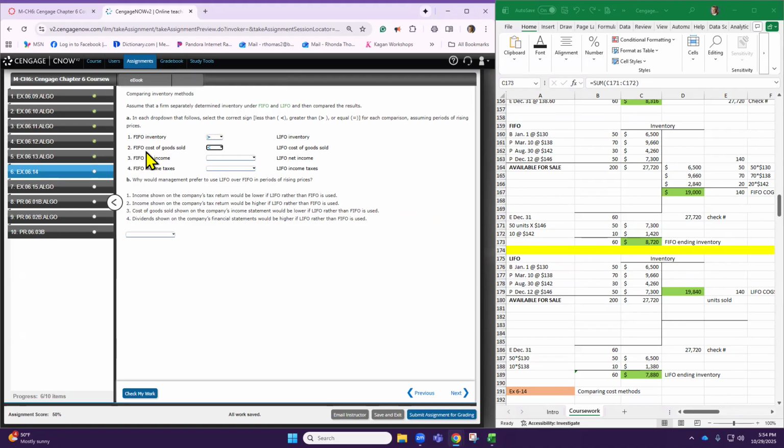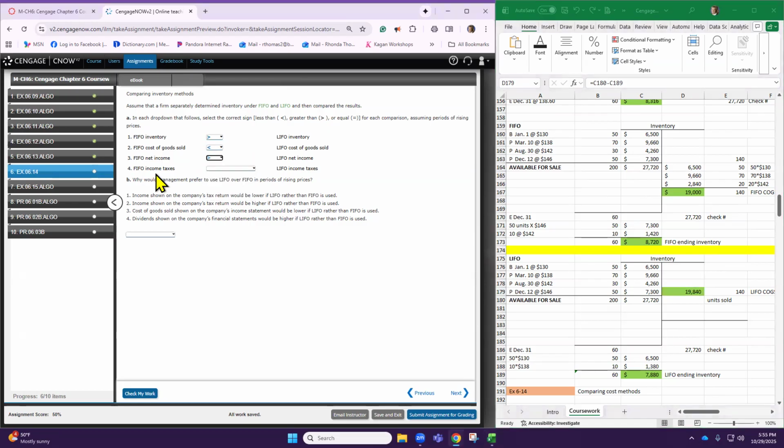If you're using FIFO, here's an example. Here's how much we're selling using FIFO, first in, first out. Here's how much we're selling using LIFO, last in, first out. How about the net income? If you have a smaller cost of goods sold, then your FIFO income is going to be larger.